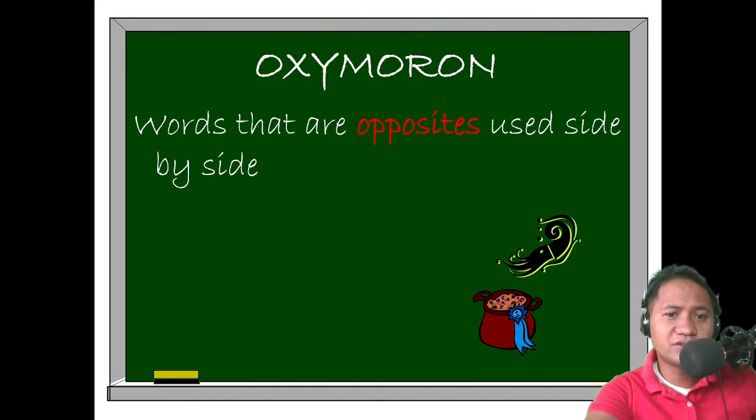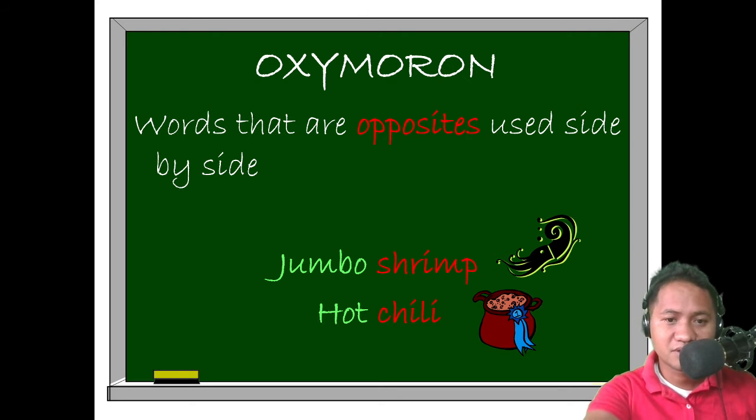Next, oxymoron. Put words that are opposite used side by side. Opposite daw ang atong keyword diha. Jumbo shrimp. Ang atong to opposite diha is jumbo ug ang shrimp because jumbo dako kaayo na, ug ang shrimp gamay kaayo. They are opposite. That is oxymoron.